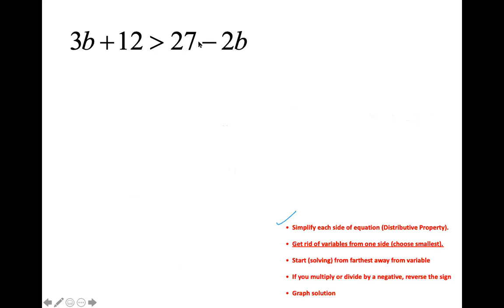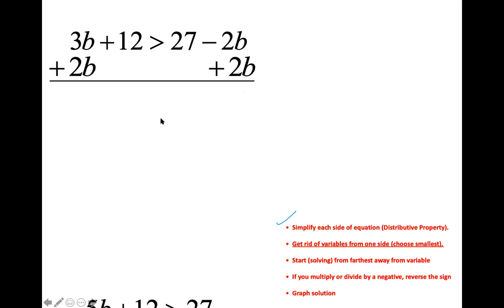All right, one more example. Notice I have variables on both sides. I'm going to move the smaller of the two. -2b is smaller than 3b. So this time I'm going to add 2b to both sides. 3b plus 2b is 5b. And now it's just a 2-step inequality.